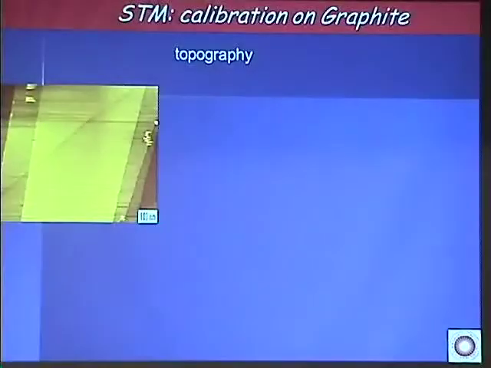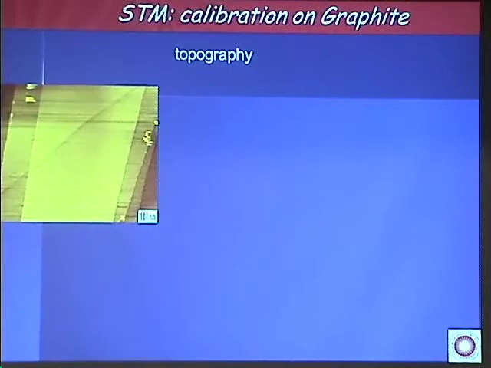Everybody who ever built an STM knows that when you finish building it, the first thing you do is put in a piece of graphite, because we know the distances between atoms. We can calibrate the motion of our tip. So that's what we did. And this is what we saw.